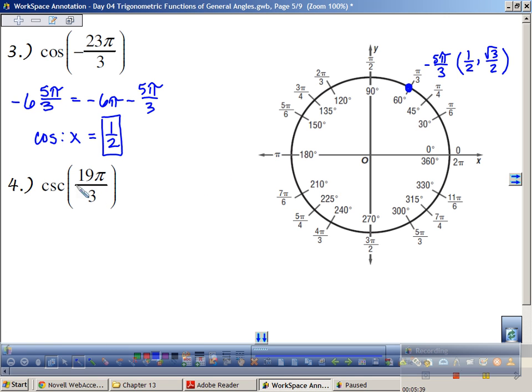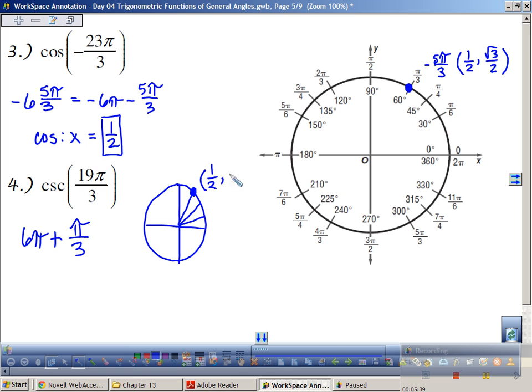I'm going to say, okay, first I need to turn this into a mixed fraction. So 3 goes into 19 6 times. So that would be 6 pi plus 1 left over, pi over 3. All right, I know where pi over 3 is on my unit circle. Pi over 3 is not here, but here. That third one is 1/2, root 3 over 2.